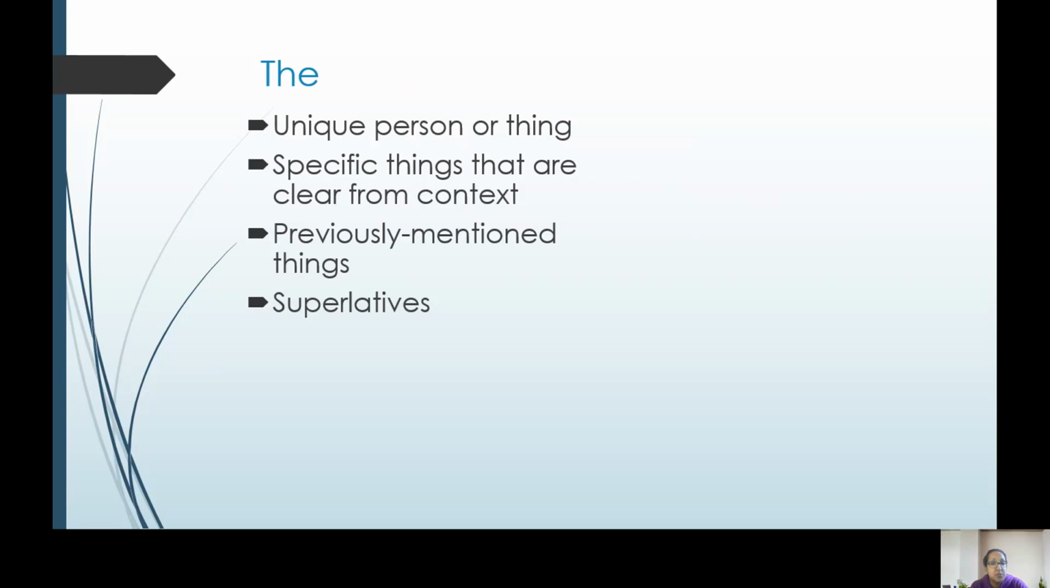We use it with superlatives like the biggest, the best, the most interesting. We use it to talk about a generic class of things. For example, the panda is endangered. We're talking about pandas in general, but as the generic class. So we use it with the singular form and "the".